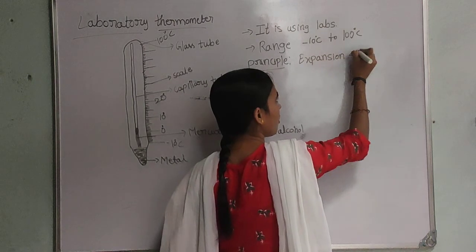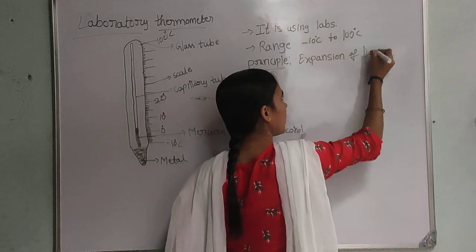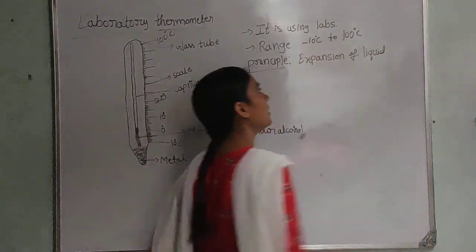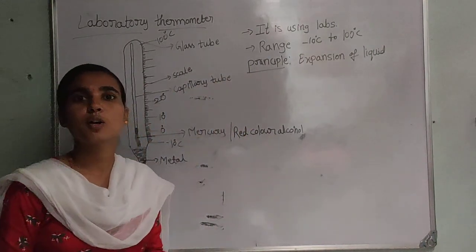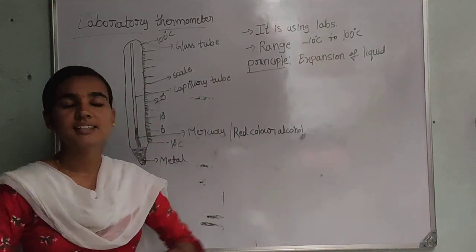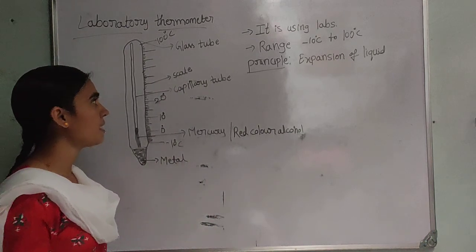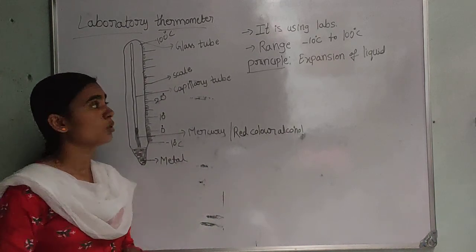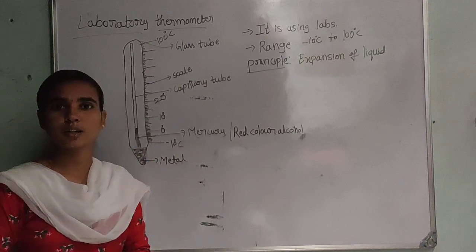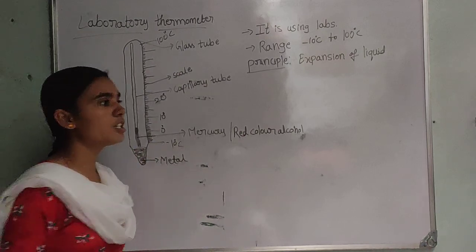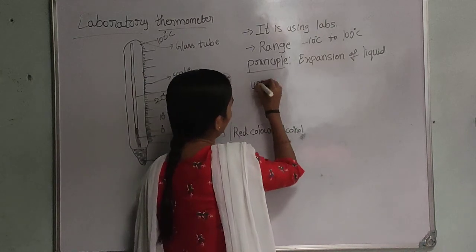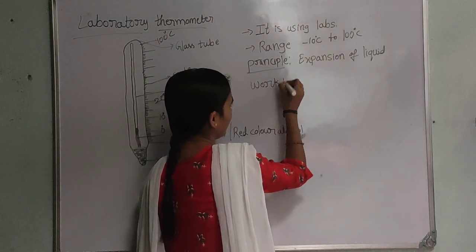Expansion of liquid. Expansion of liquid is nothing but, by supplying heat to an object, whatever liquid is there starts to expand. That we call the expansion of a liquid. This is the principle of a thermometer, and its working. How does it work?